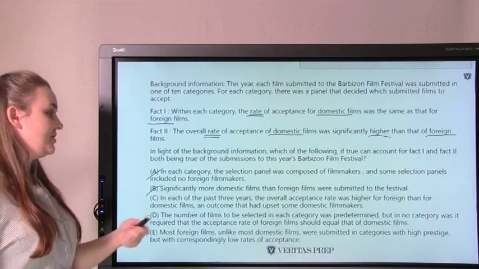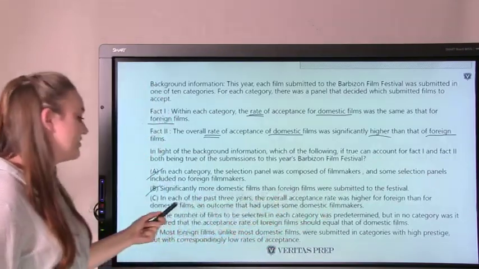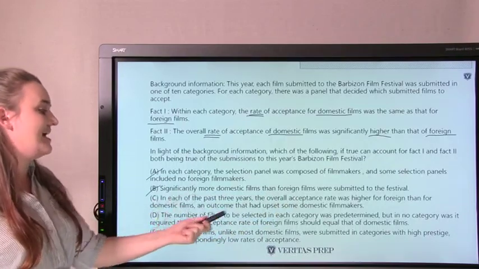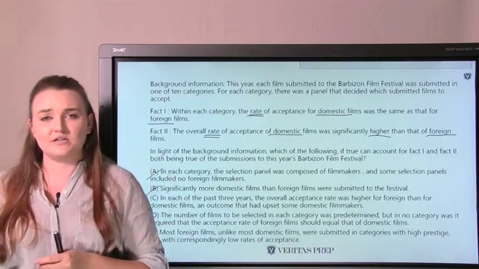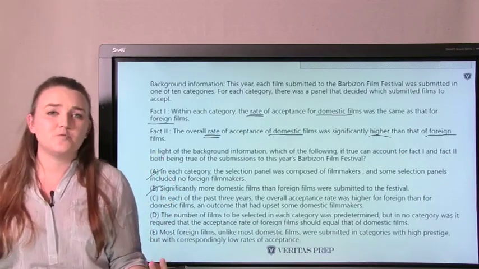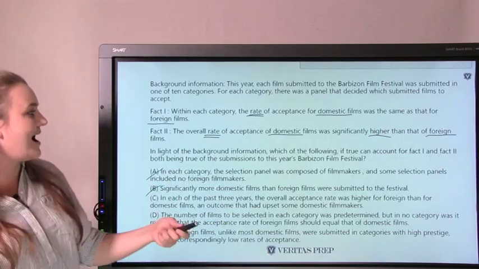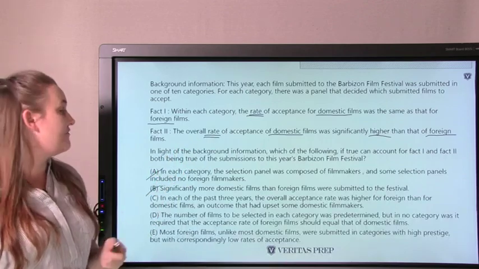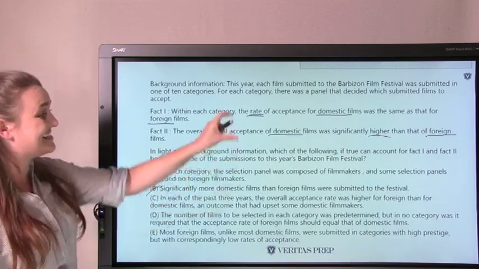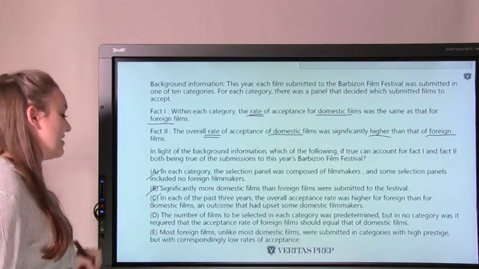And if we continue on, in each of the past 3 years, the overall acceptance rate was higher for foreign than domestic, an outcome that had upset some domestic filmmakers. Again, we're in a similar situation to answer choice A, where maybe this could explain some sort of selection bias or overcompensation for why the overall rate of domestic films was higher than that of foreign films, but it certainly doesn't address the difference we're seeing between these two facts. So that one's out of the running as well.